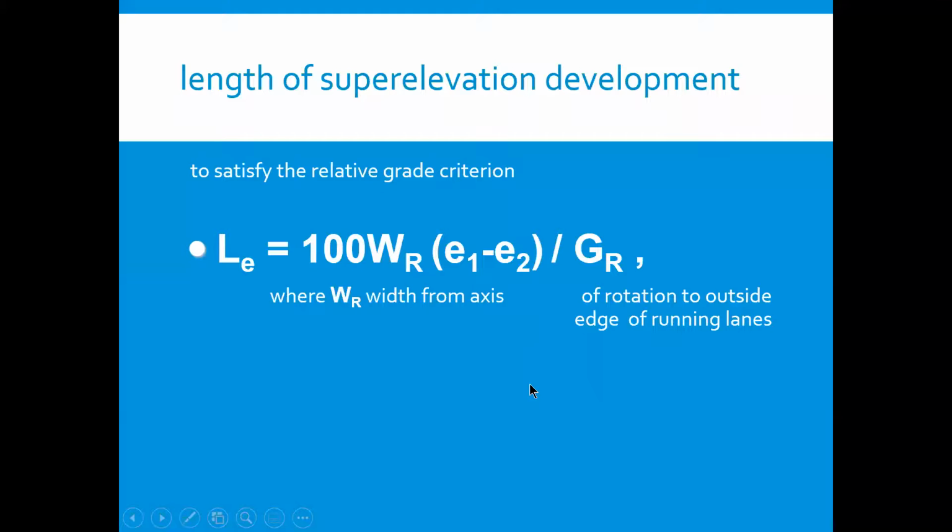Where L is the length of superelevation development based on the relative grade criterion, E1 and E2 are the crossfall or superelevation at the ends of the superelevation development length, G is the relative grade expressed in percentages, and WR is the width from the axis of rotation to the outside edge of the running lane, expressed in meters. It is recommended that superelevation development lengths satisfying both criteria, rate of rotation and relative grade, be adopted for the design of major urban roads.